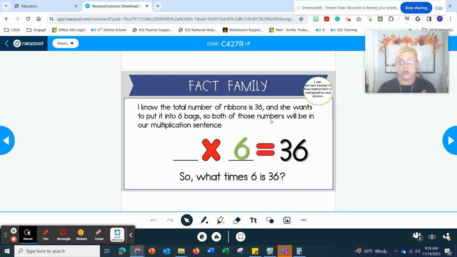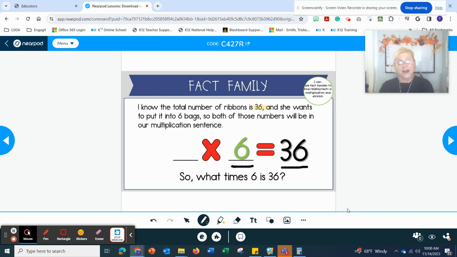So I know the total number of ribbons is 36. That's the total number. You have that total number right there. So the total number is 36 that she wants to put, and she wants to put 6 in each bag. So I'm going to put 36 at my end because that's the total number. And she wants to put 6 in each bag. So what times 6 is 36?